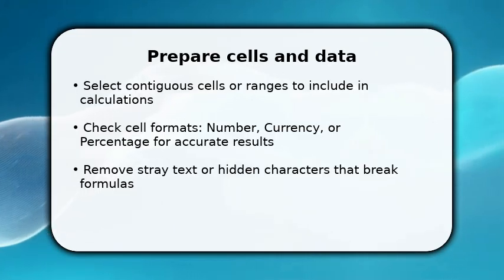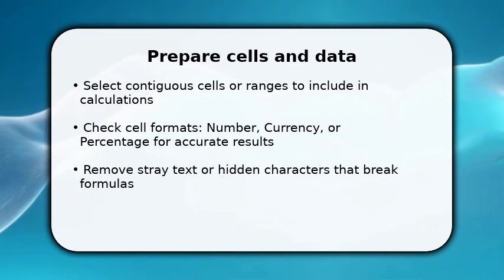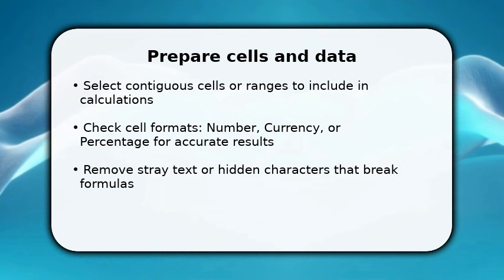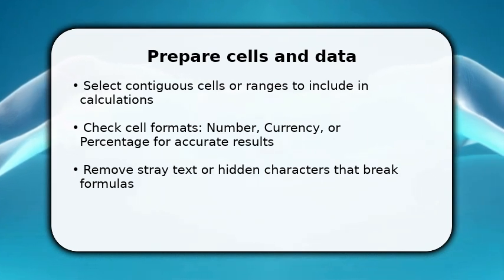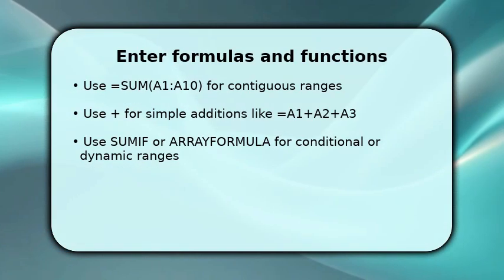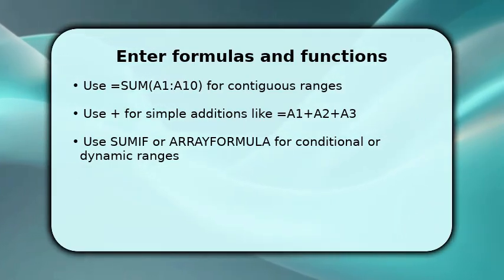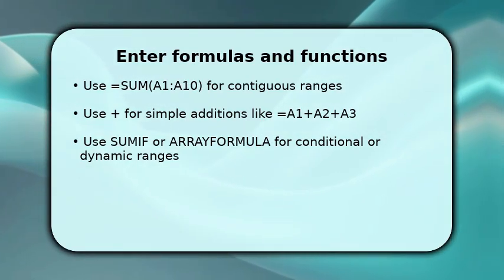Now that your range is clean and formatted as number or currency, you're ready to enter the first summing formula. Type a formula directly into the cell where you want the result. For example, =SUM(A1:A10). You can also add specific cells with =A1+A2+A3 when you only need a few values.